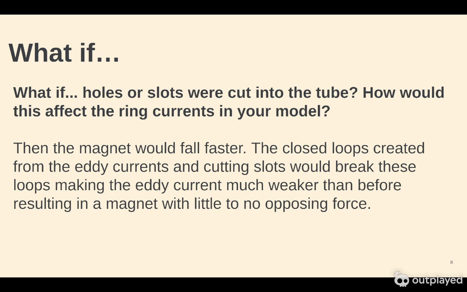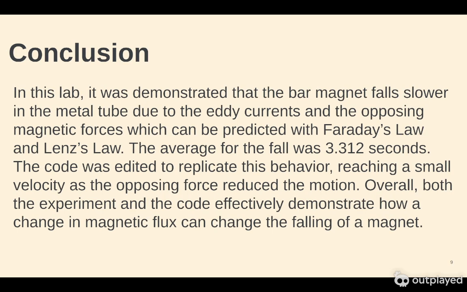What if holes or slots were cut into the tube, how would this affect the ring currents in your model? Then the magnet will fall faster. The closed loops created from the eddy currents would be broken by cutting slots, making the eddy currents much weaker than before, resulting in a magnet with little to no opposing force.